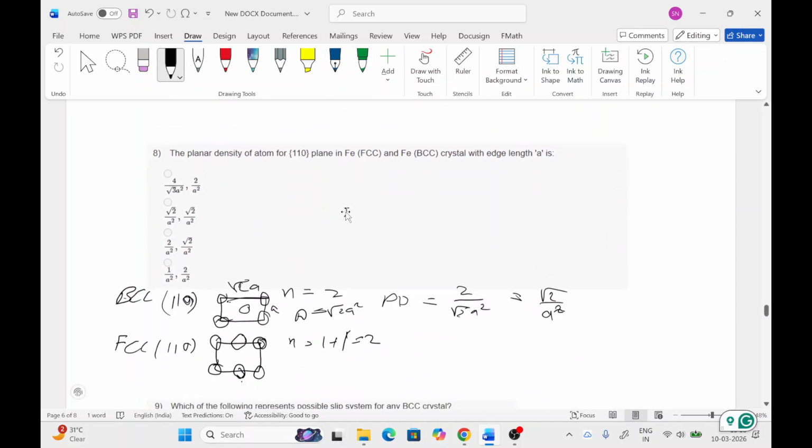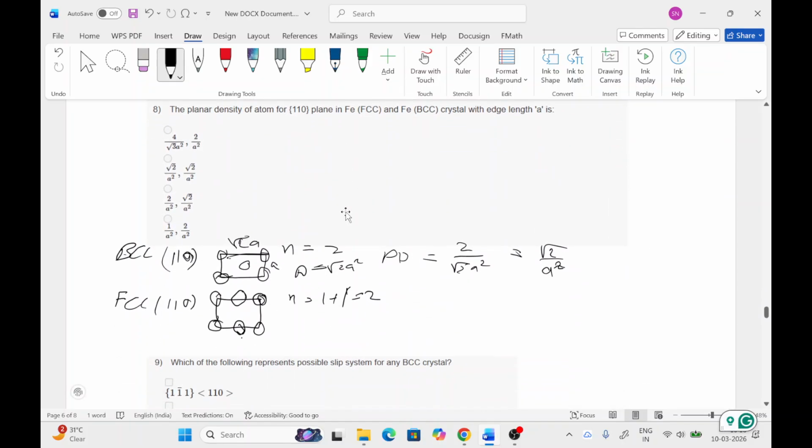Okay, so next question we have asked the planar density of atoms for the 110 plane in iron FCC and iron BCC crystal with edge length a. So for BCC crystal, the 110 plane is shown like this, means four corner atoms and one body centered atom. So for this, number of atoms is 2 and area is root 2 a square. So this gives the planar density, number of atoms per area, 2 by root 2 a square.